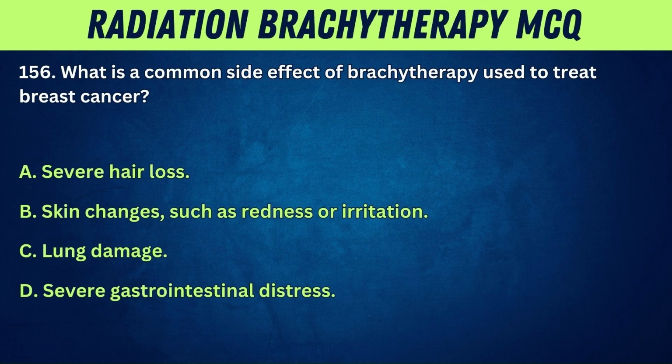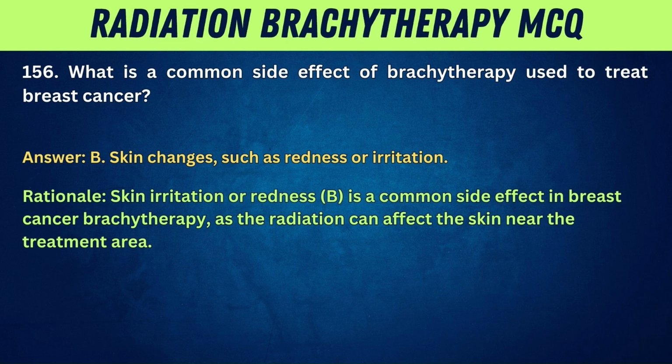156. What is a common side effect of brachytherapy used to treat breast cancer? A. Severe hair loss. B. Skin changes, such as redness or irritation. C. Lung damage. D. Severe gastrointestinal distress. Answer: B. Skin changes, such as redness or irritation. Rationale: skin irritation or redness, B, is a common side effect in breast cancer brachytherapy, as the radiation can affect the skin near the treatment area.